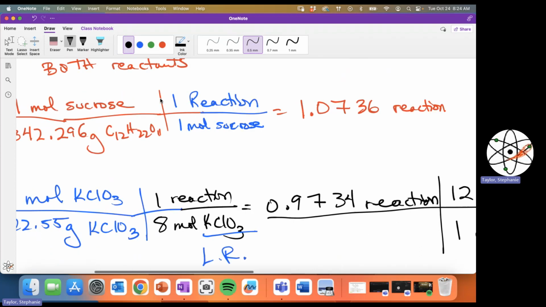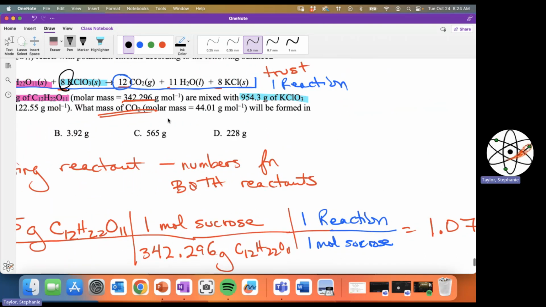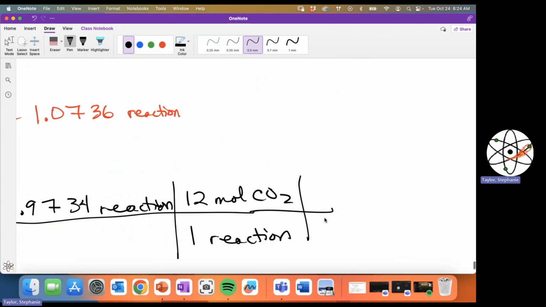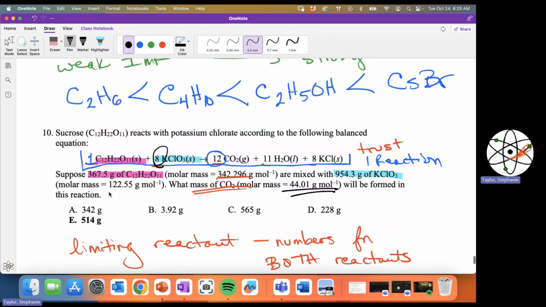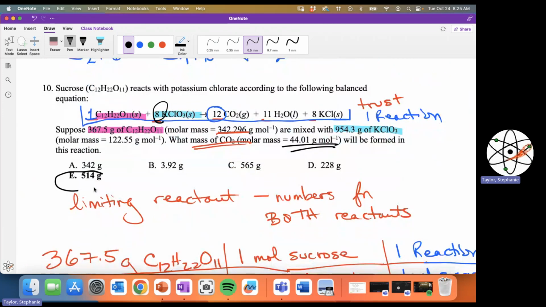and because I have made 12 moles of carbon dioxide for every one reaction, there's my molar mass, 44.01. In 1 mole of carbon dioxide, I have 44.01 grams of carbon dioxide. So times 12 times 44.01 gives me 514.06 grams CO2. 514, yay, right there.